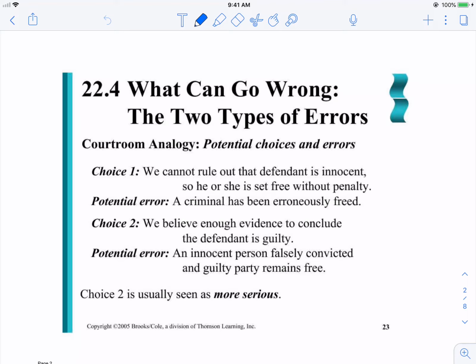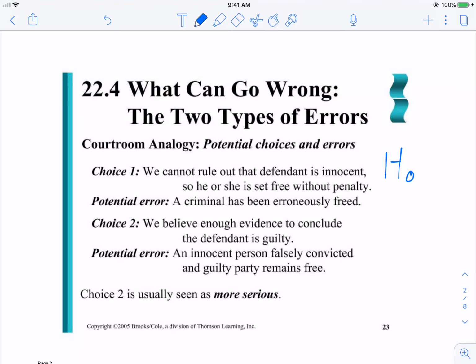Choice one, we cannot rule out that the defendant is innocent, so he or she is set free without penalty. That would mean that you believe that the null hypothesis is true, so they're found to be not guilty. Now that means if they really did commit the crime, then you have that criminal set free, and they're not being punished for that crime. Now that's a bad thing, but take a look at choice two.